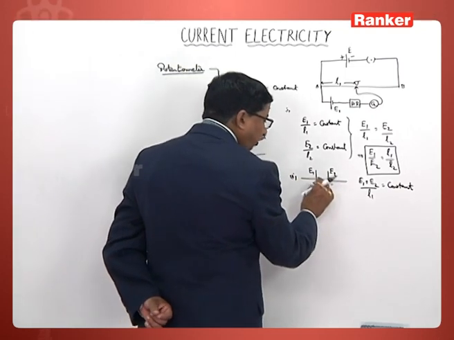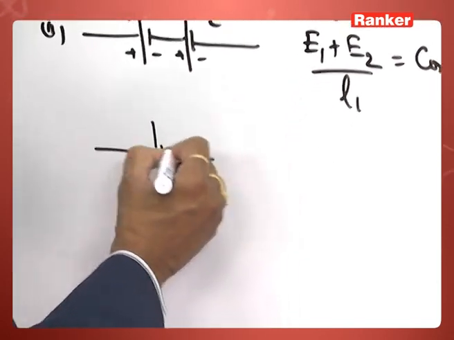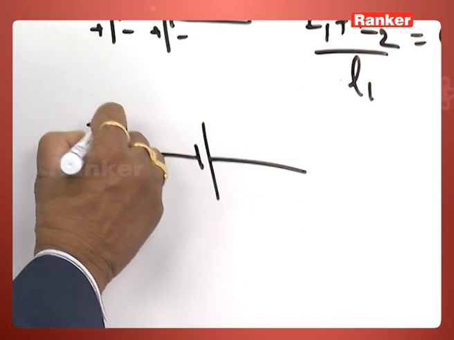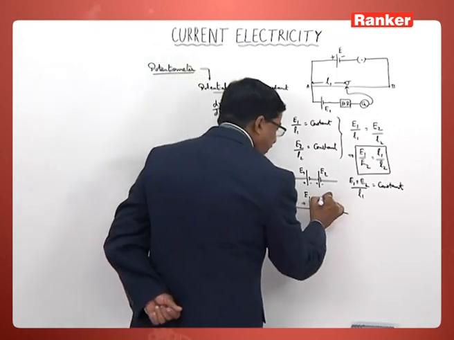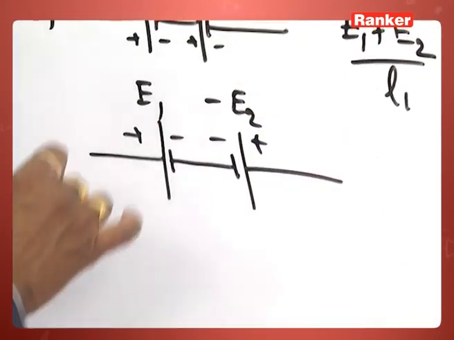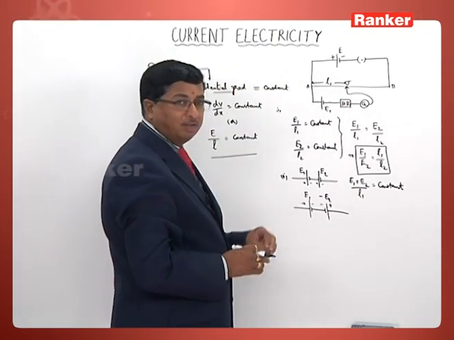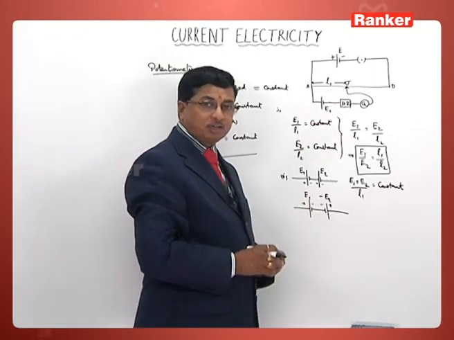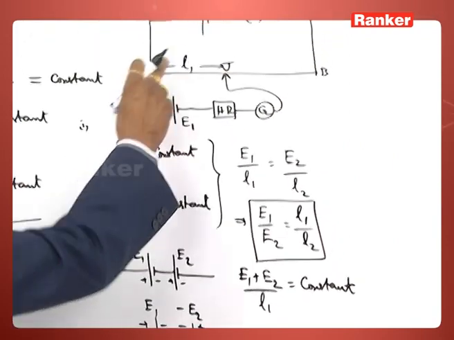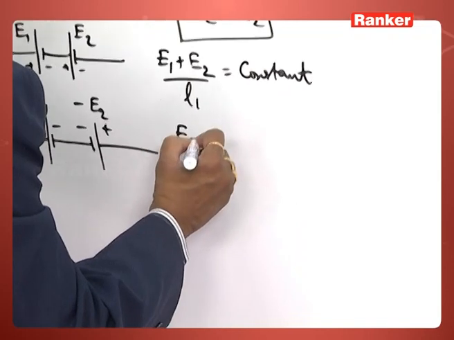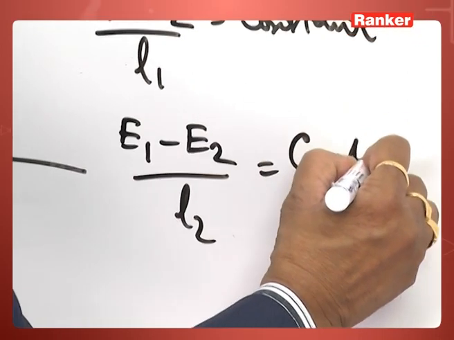Now, one out of the two cells, you reverse that one. That means one cell is connected regularly and the other cell is reversed. If I write its EMF as E1, its EMF is to be written with a negative sign there. Thereby, what is the corresponding balancing length after connecting this one in the secondary circuit? Again you calculate the balancing length. Suppose the balancing length is L2 this time. Then what can we write? E1 minus E2 by L2 is going to be constant now.